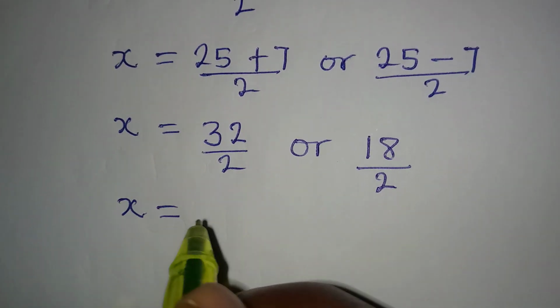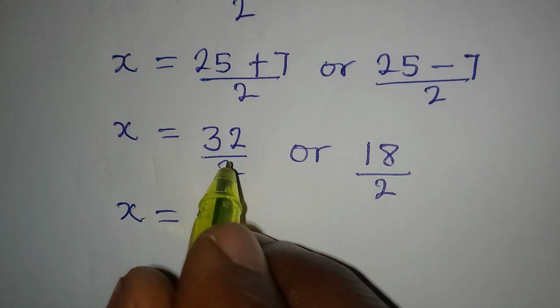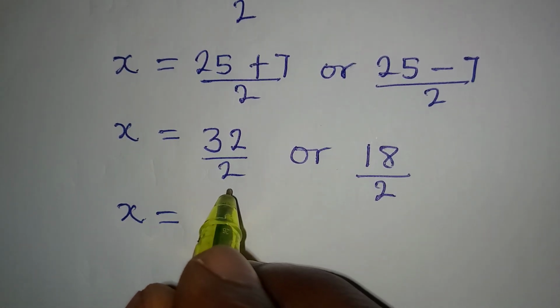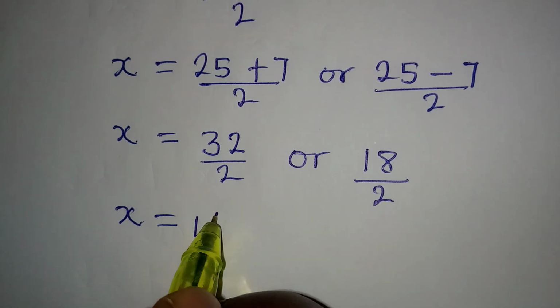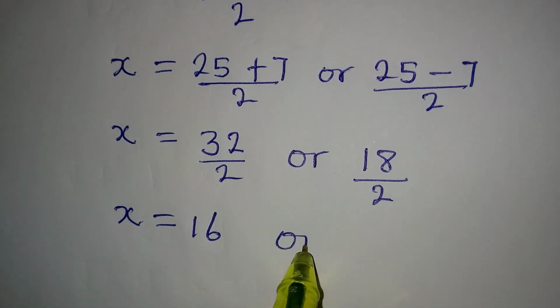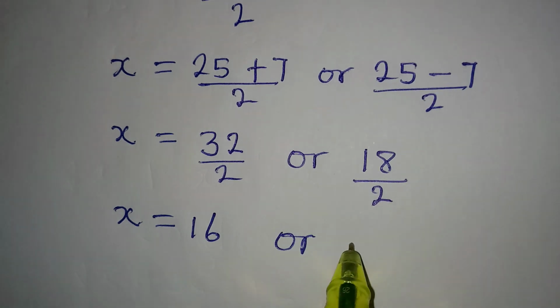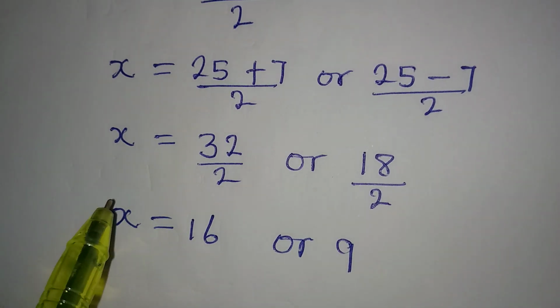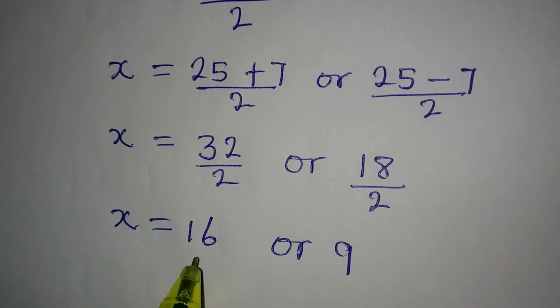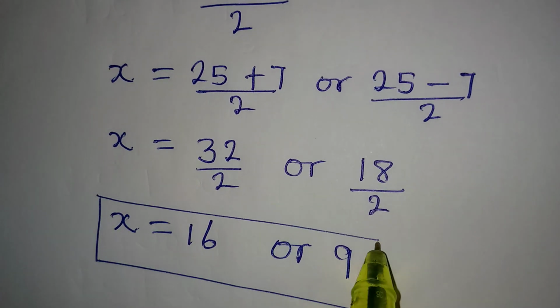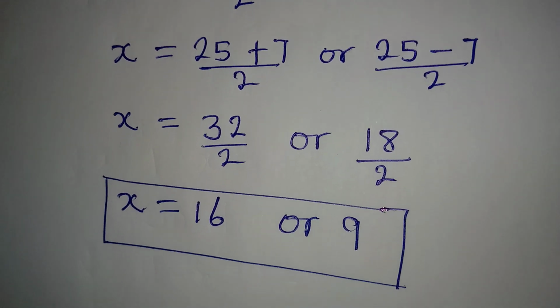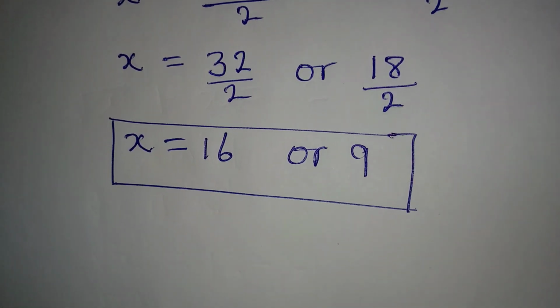X from here will be 32 divided by 2 will give us 16. So we write 16 over here. Or 18 divided by 2 is 9. So this means that x is either 16 or 9. But both of them will not satisfy the equation. So let's pick out the one that would satisfy.